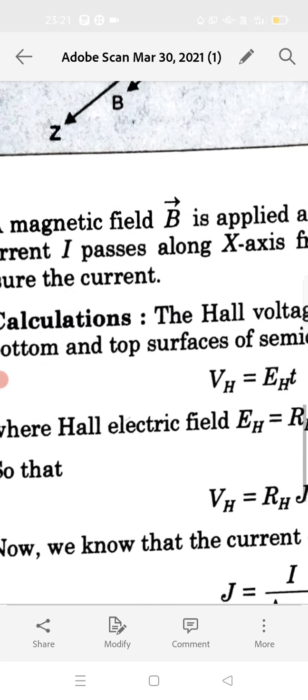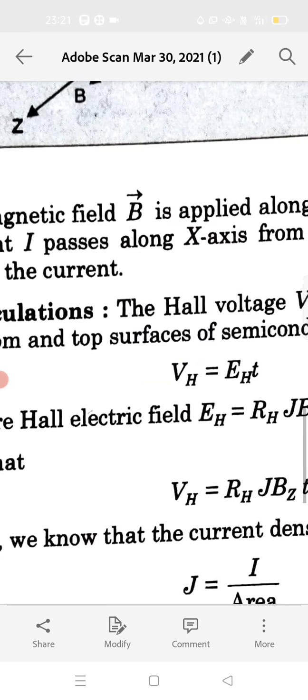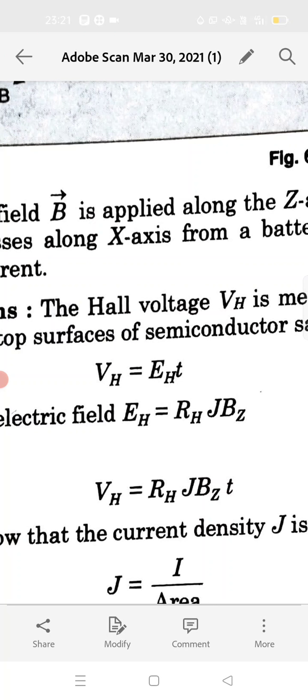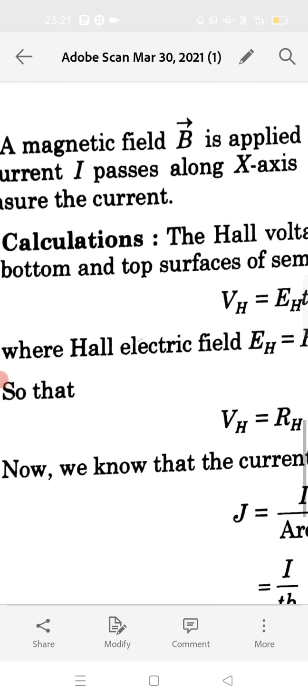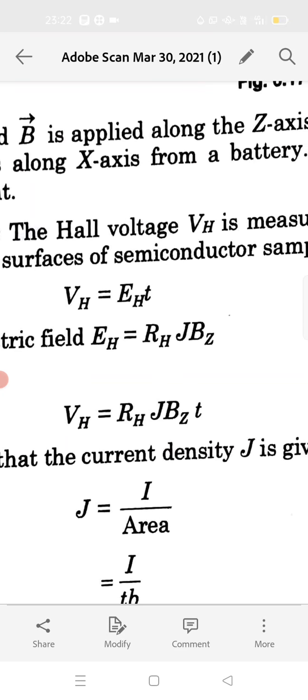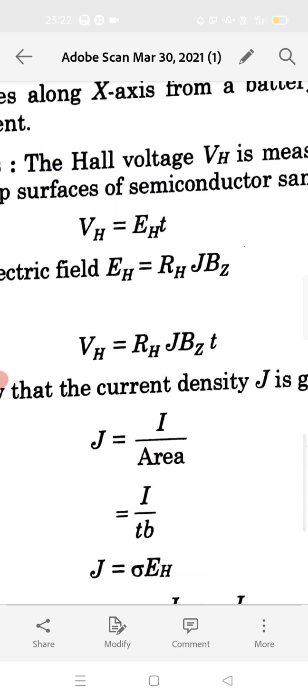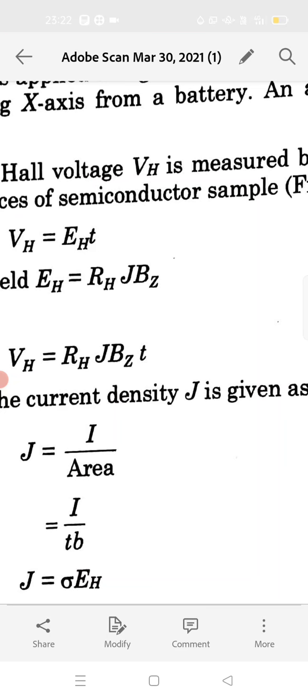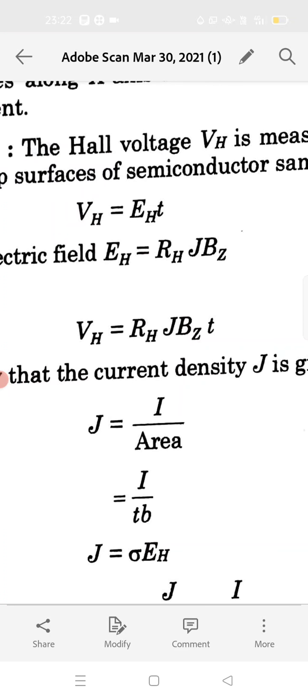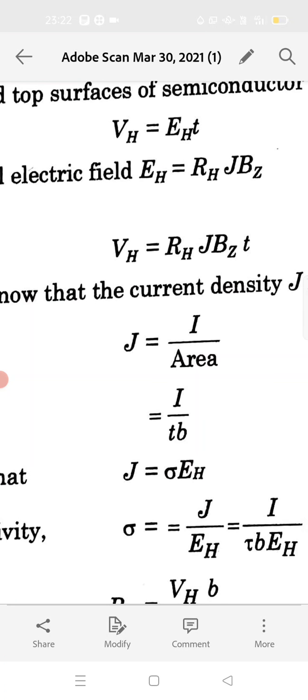EH into T. Then the Hall electric field is EH is equal to RH into J BZ. So that we can write the Hall voltage VH is equal to RH J B T. Then we know that the current density J is given as J is equal to I by area, current by area. Then I by B into T.